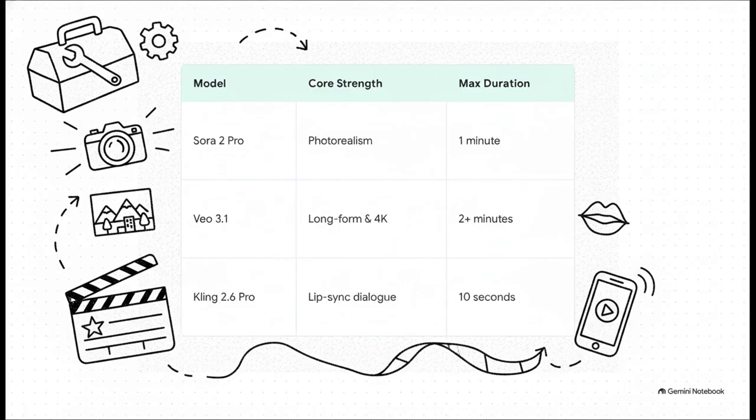For the current heavyweights, you have to play to their specific strengths. Use Sora 2 Pro for mind-blowing physical world photorealism, Veo 3.1 for those long-form cinematic 4K shots, and Kling 2.6 Pro, which is dominating with lip-synced social media volume. You never want to force one tool to do a job it just wasn't built for.